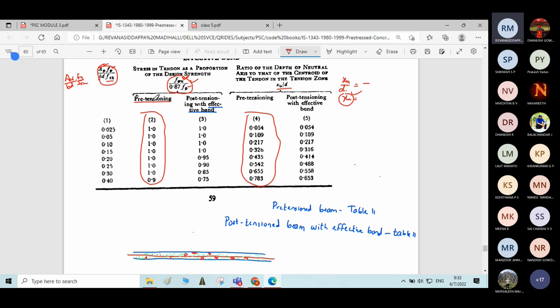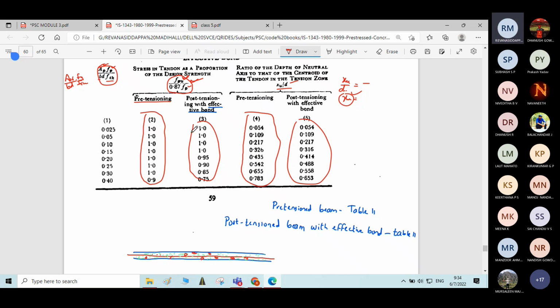In the same fashion, we have to follow the same procedure for post-tensioned beam with effective bond and without effective bond. In the problem it will be clearly said, post-tension beam with effective bond, post-tension beam without effective bond, like that. If he says post-tension beam with effective bond, we need to refer to these two columns, and we have to find FPU by 0.87 FP, and referring to this column, we will get the XU by D value. Then by these formulas, you will get FPU and XU, substituting, you will get the moment of resistance.